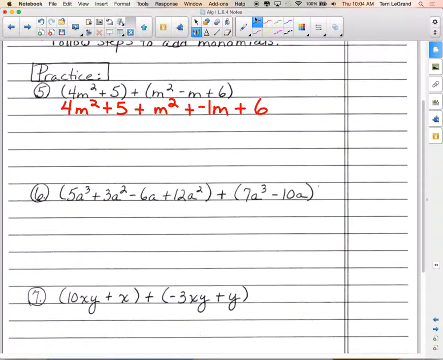With the m squareds, okay? So we have 4m squared plus that 1m squared that's there. I can stick a 1 in there. Plus, don't lose your addition signs. What would be next in standard form? The 5 and 6? What did I say should be at the end always? The constant. The constant should be at the end.